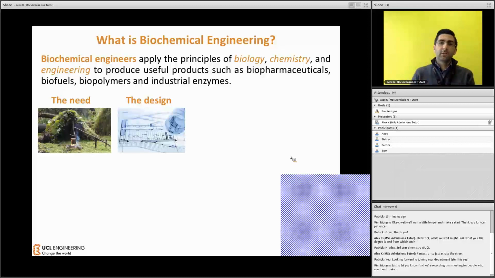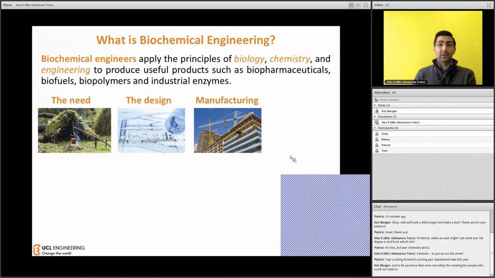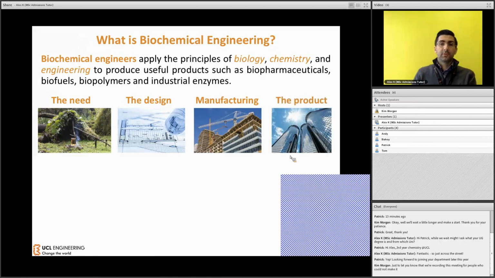We have a manufacturing stage where we actually construct our solution. And then we have the final product, which will be in the form of a building. So this first series of pictures actually describes the discipline of civil engineering. Yeah? And similarly, we have this second row of pictures that depicts mechanical engineering.